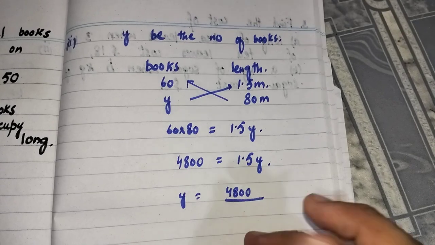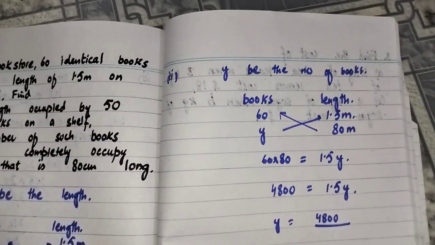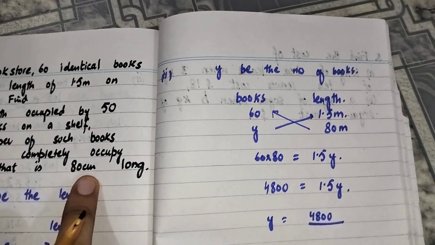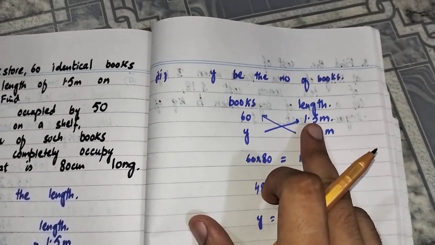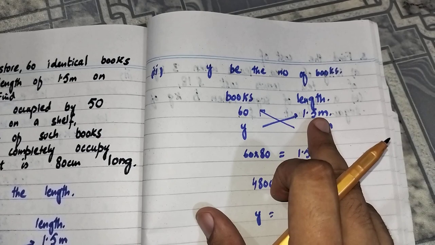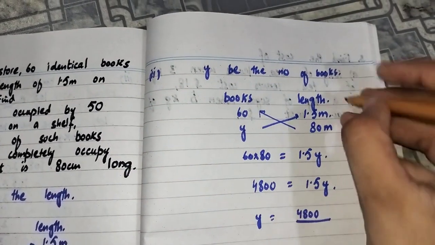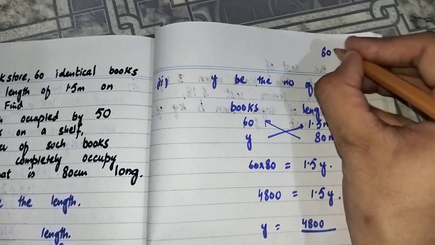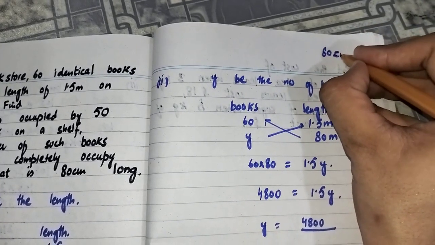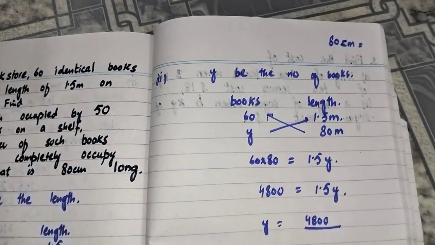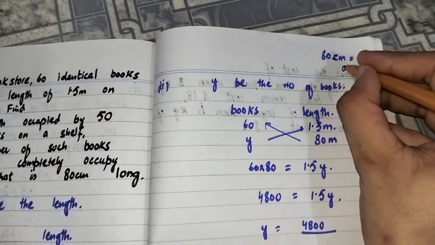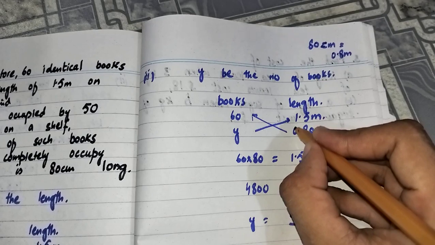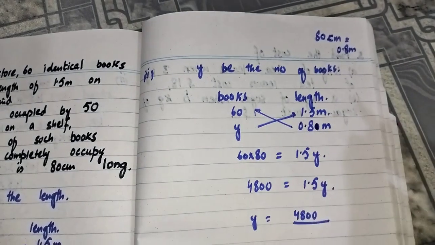We have made a mistake here. The given length is 80 centimeter, not 80 meter, and in the first information it is 1.5 meter. So 80 centimeter will be equal to 80 divided by 100, 0.8 meter. It means that the length occupied in the shelf will be 0.8 meter.